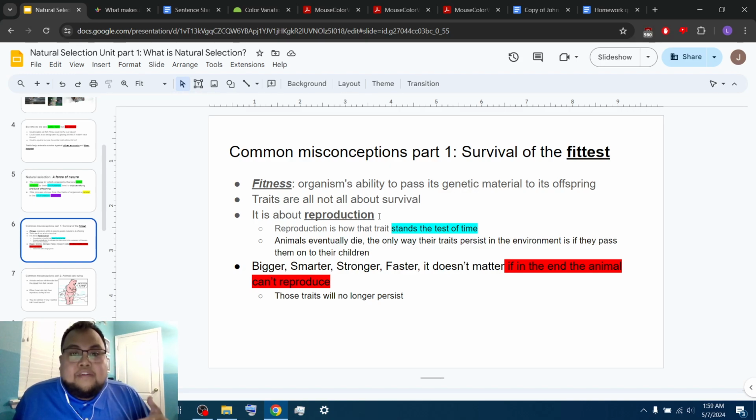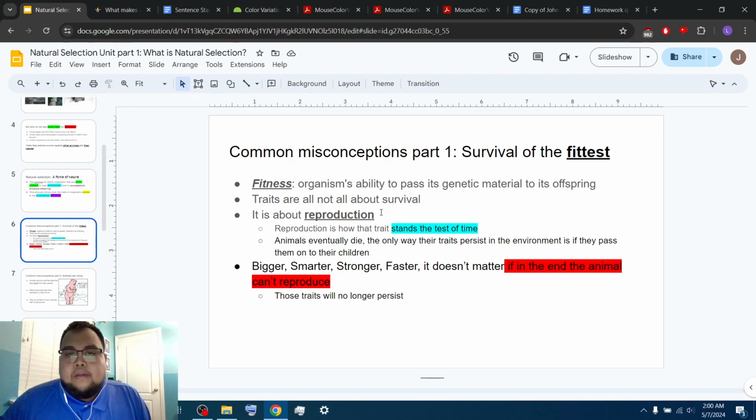Right? So you need to emphasize reproduction. Survival is a means to reproduction. An animal can have a trait that lets them survive for a very, very long time. You know, turtles can live up to 100 years old or more. However, if the animal is not able to reproduce, then that trait is going to disappear as soon as that animal dies. Because all animals, all living beings, eventually die.